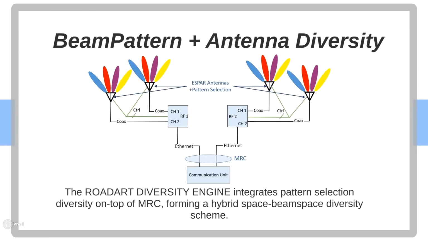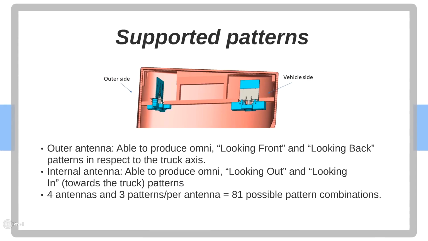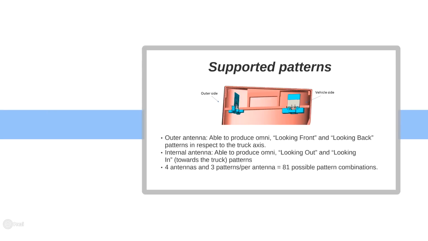Therefore, the developed and demonstrated ROADART diversity scheme is a hybrid space and beam space diversity scheme with the use of smart antennas. 2 antennas were placed into the side mirror casing. The outer antenna produces either omnidirectional or directive patterns looking in front or back with respect to the track axis. The antenna at the inner side produces either omnidirectional or patterns looking in or looking out of the track. With 4 antennas and 3 patterns per antenna, 81 pattern combinations are possible.